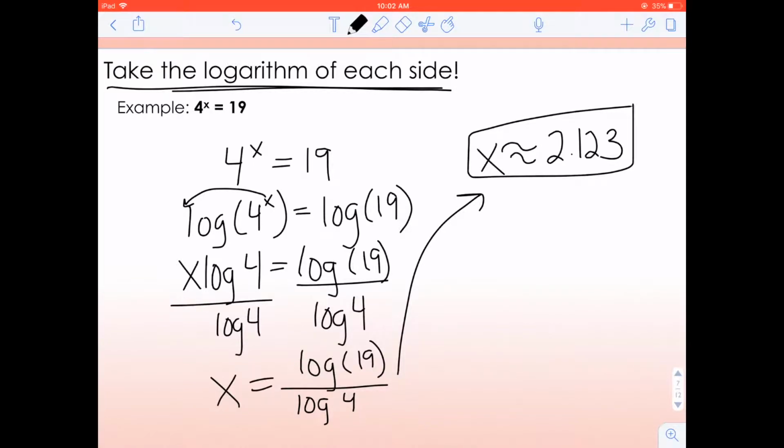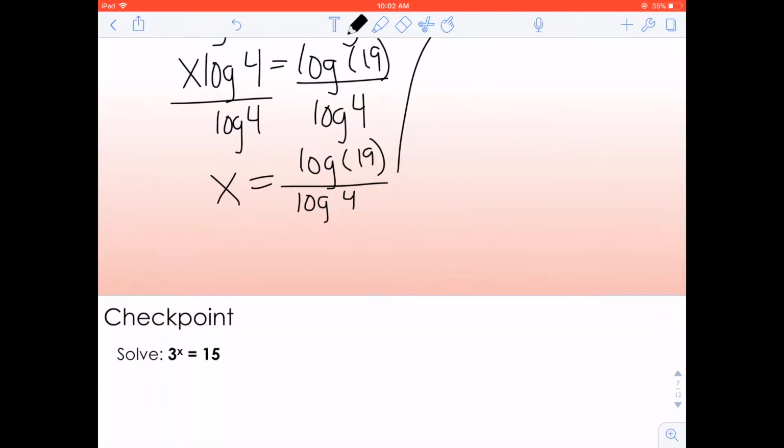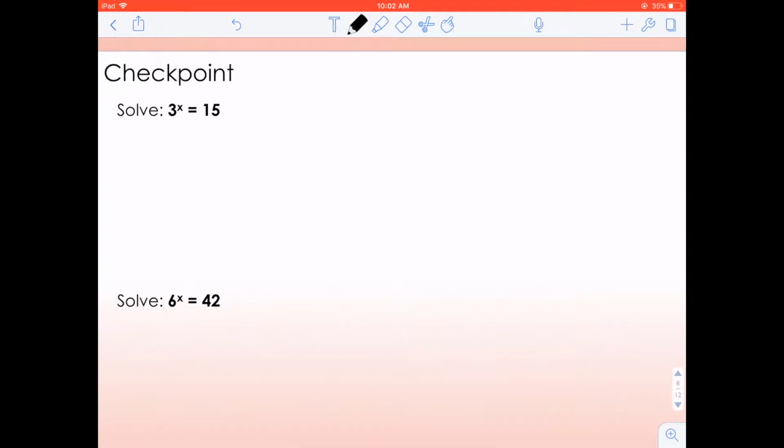See how nice logarithms can be for us? So let's try this checkpoint. Go ahead and do it on your own, pause the video, and then come back and see if you got the right answers.